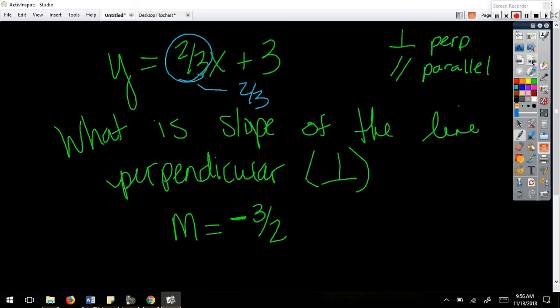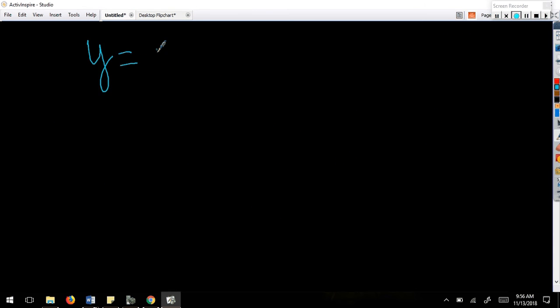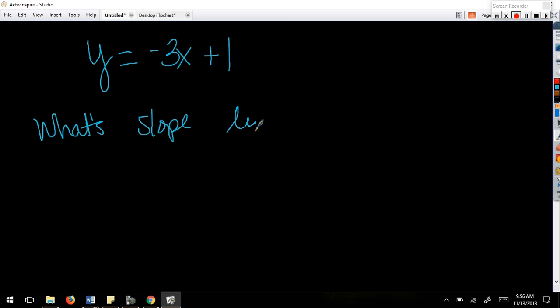Okay, so let me show you one like that. What if, that's a great question. Let's say the equation was negative 3x plus 1. And I said, what's the slope of the line perpendicular to that one? So the question is, what's the slope of the line perpendicular to this?